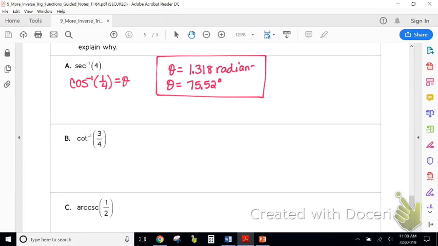So we gotta fix that other one then too. No, the other one said to 3 decimal places for radians and to the nearest hundredth for degrees.